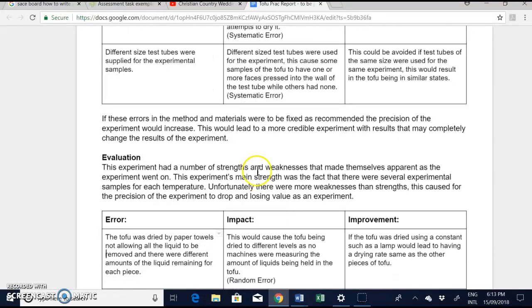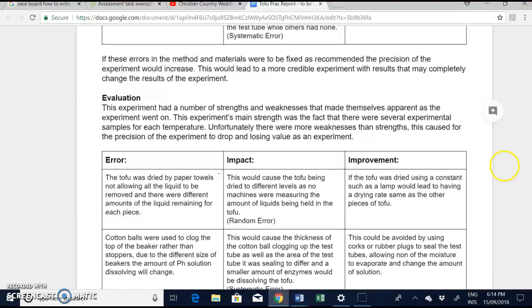Now, this is where they talk a bit about precision. Remember, precision is talking about how close data points together are at the same temperature. And we'll talk more about that in the next video. There is another video, but this is really not sufficient to talk about precision. Then this is about strengths and weaknesses.